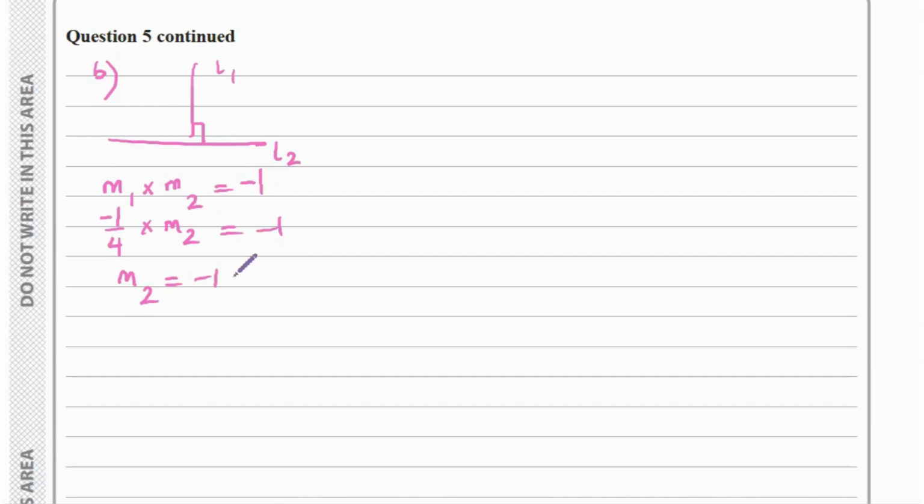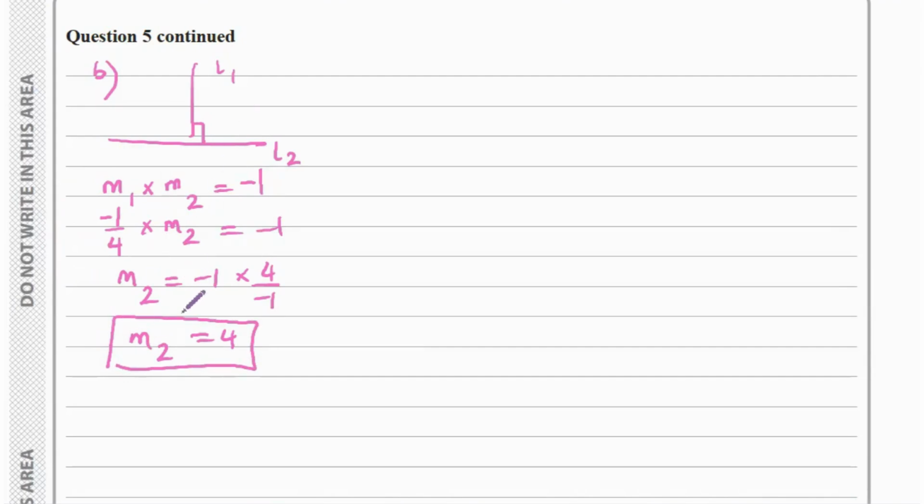As you've learned in your IGCSE, when two lines are perpendicular, the product of the gradients equals negative 1. So M1 times M2 is always going to be negative 1. We have M1, which is negative 1 over 4. So if we use that in this equation, we can find the value of M2. So negative 1 over 4 times M2 equals negative 1, which means M2 is going to be negative 1 times 4 over negative 1, which is positive 4. This is your gradient of L2.